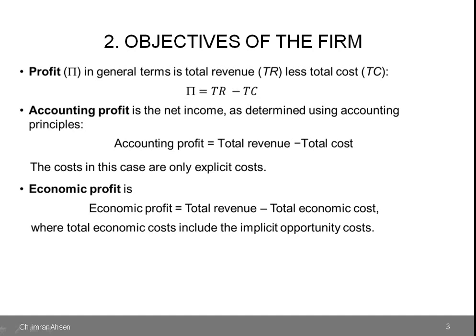Accounting profit is the net income as determined using accounting principles. You are using accounting principles, so by applying those principles, what you get is accounting profit. Accounting profit equals total revenues minus total cost. The costs in this case are only explicit costs. What is explicit cost? We will talk about this later. Economic profit is equal to total revenues minus total economic cost, and total economic cost includes the implicit and opportunity cost. So let's see what these costs are.